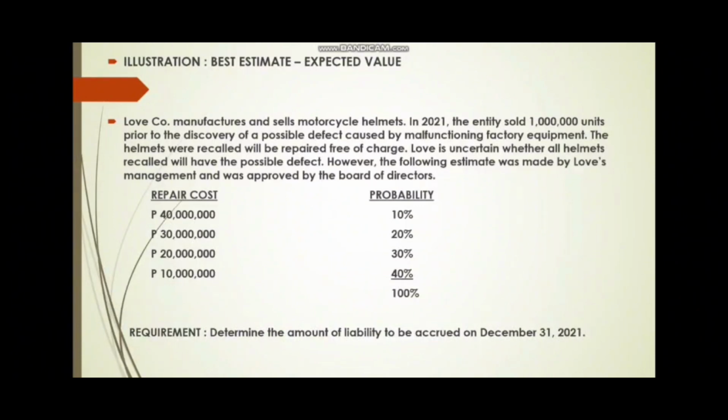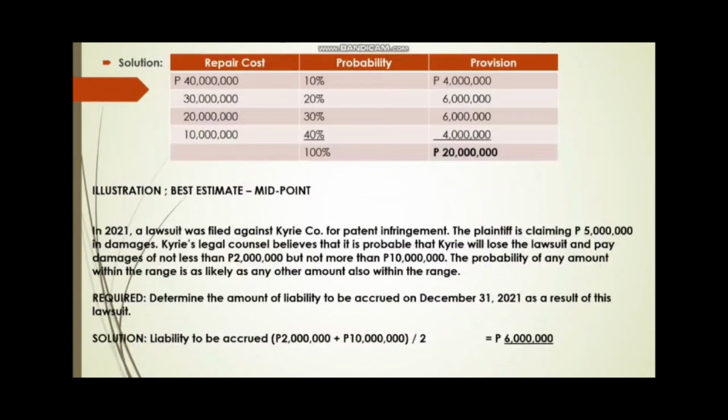The repair cost, 40 million, the probability is 10%. Repair cost, 30 million, the probability is 20%. Then 20 million, the probability is 30%, and 10 million, the probability is 40%, equals 100%. The requirement is to determine the amount of liability to be accrued on December 31, 2021.